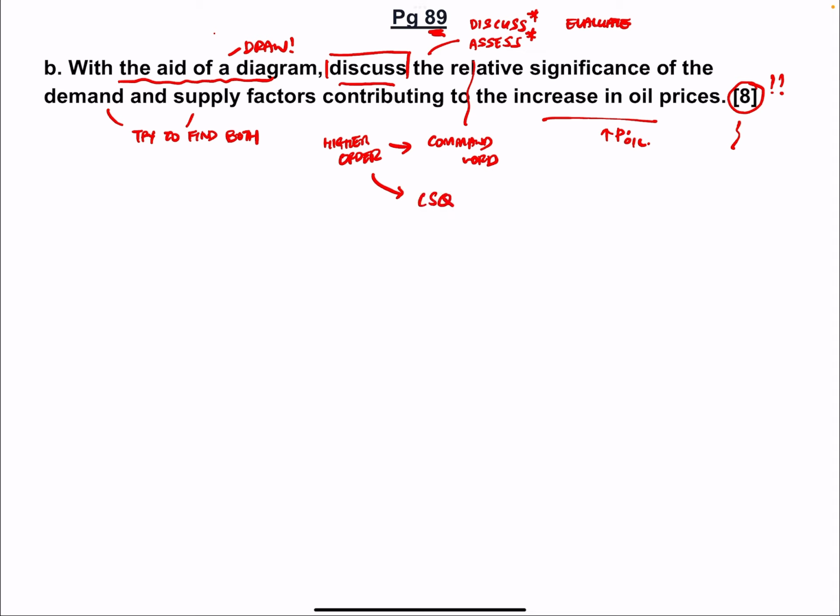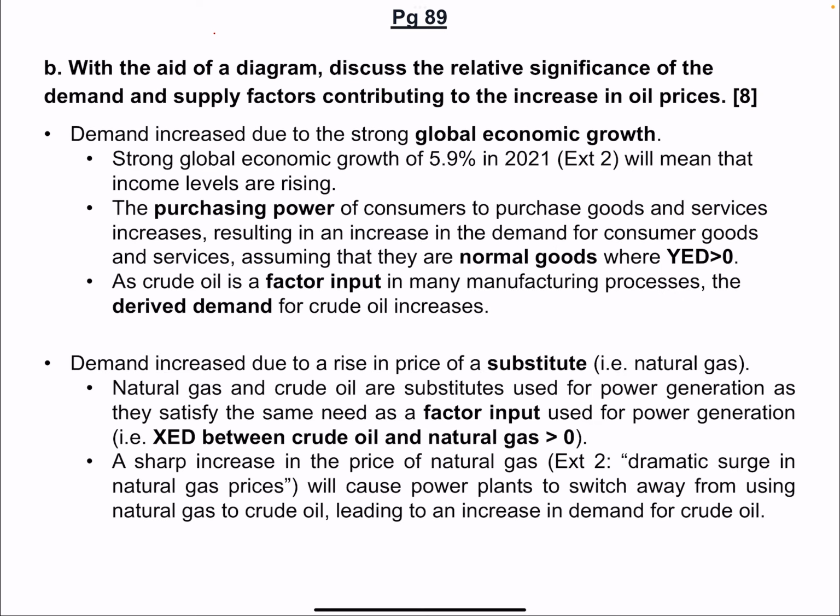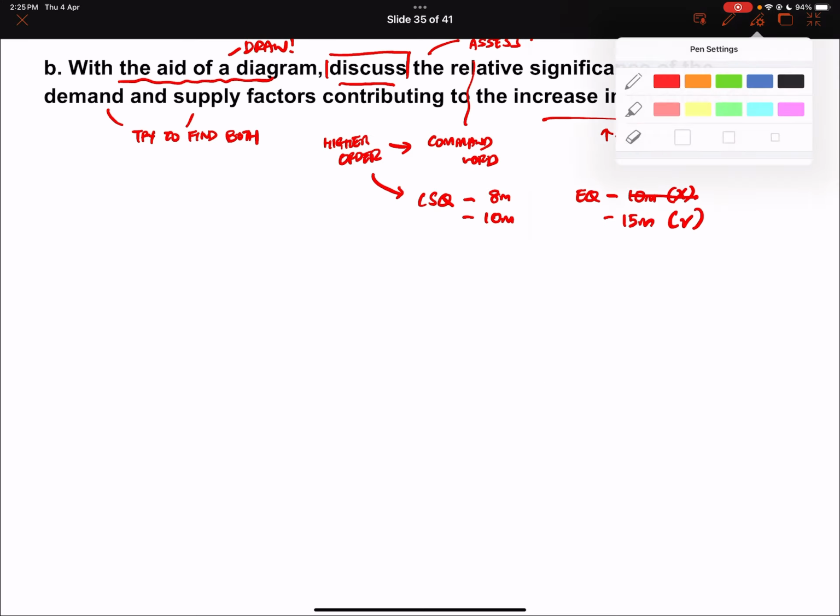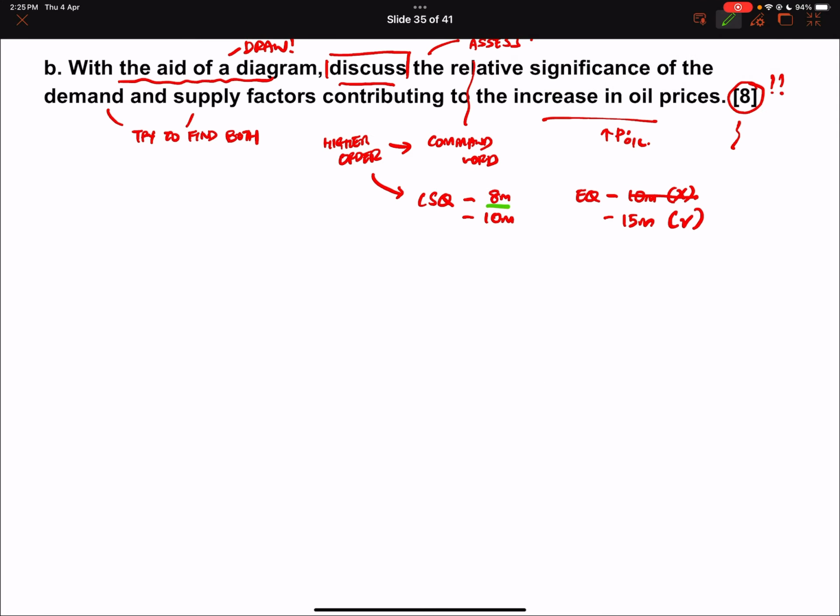In CSQ questions, the 8 mark question is a higher order question. The CSQ 10 mark question is a higher order question. For the essay, the 10 mark question is not a higher order question, but the 15 mark question is. So higher order questions are largely 3. One is the 8 mark CSQ, the other one is the 10 mark CSQ. If you're doing an essay question, the 15 mark one is the higher order question. That possesses the command word assess or discuss usually.